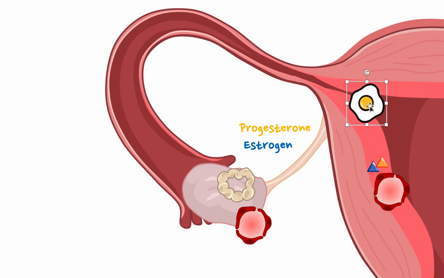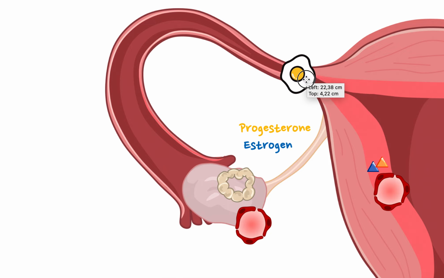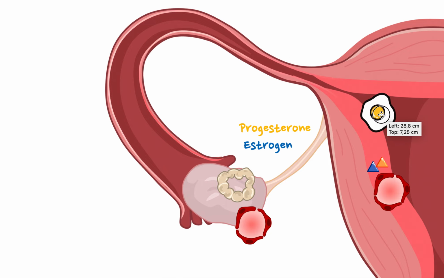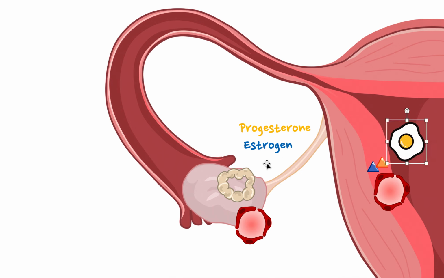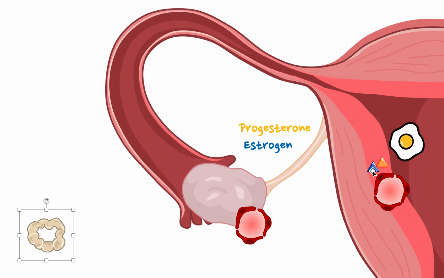But after a while, if the egg never met a sperm and it's been a long time, then the corpus luteum will die. Okay, it will die because there's nothing keeping it alive. Okay, it just has a set amount of time to live. So if no egg met a sperm, then the corpus luteum will die. And if the corpus luteum dies, then guess what? Let me move this. If the corpus luteum dies, then guess what?